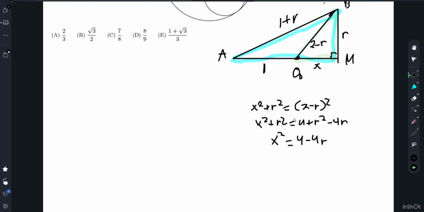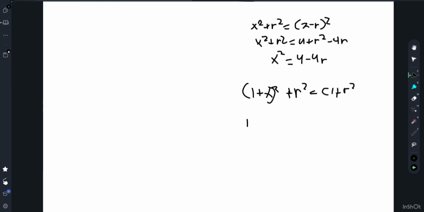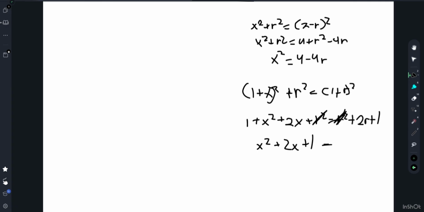Now we can also apply the Pythagorean theorem on this larger right triangle. We have (1 plus x) squared plus r squared equal to (1 plus r) squared. Now let's expand these parentheses. So we have 1 plus 2x plus x squared plus r squared equal to r squared plus 2r plus 1. We can again cancel these. So x squared plus 2x plus 1 is equal to 2r plus 1.